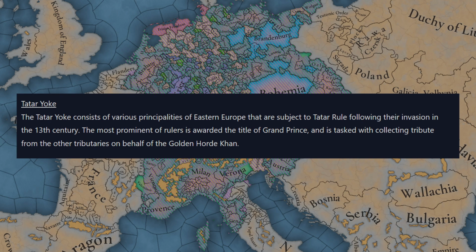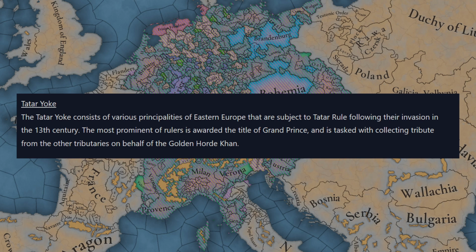The most prominent of rulers is awarded the title of Grand Prince and is tasked with collecting tribute from the other tributaries on behalf of the Golden Horde Khan. And obviously that's going to give you a lot of power. It sounds like potentially a lot of money as well. You do collect that tribute. Can you decide not to send it all to the Golden Horde Khan?